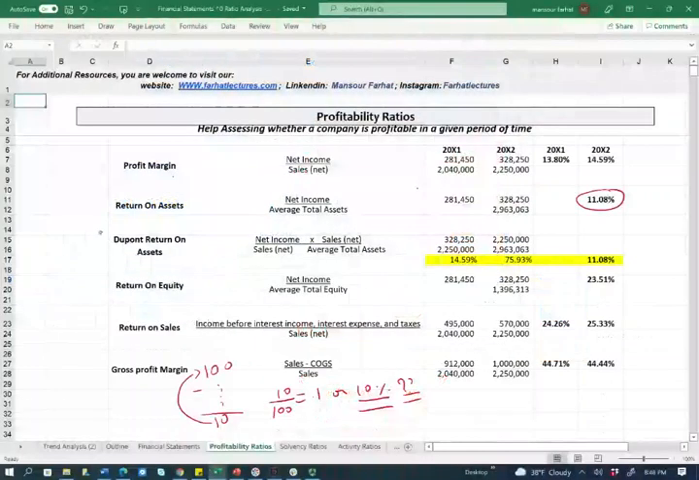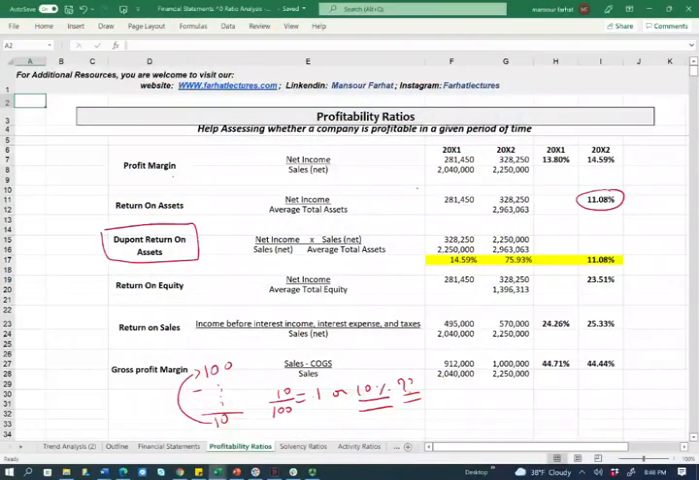So let's discuss the DuPont return on asset ratio. Well, DuPont return on asset can be broken down further, but I'm gonna break it only for two components for this session. Here's what we know. We know that if we take net income divided by sales, and if we take sales divided by average total asset, and we eliminate sales, what we're left with is net income divided by average asset. So we are back to return on asset.